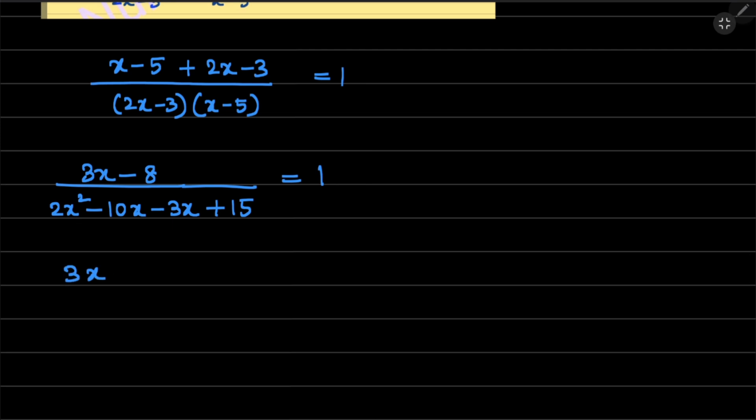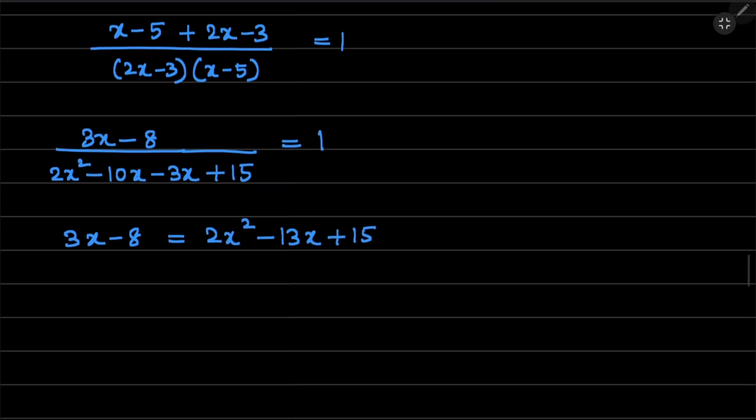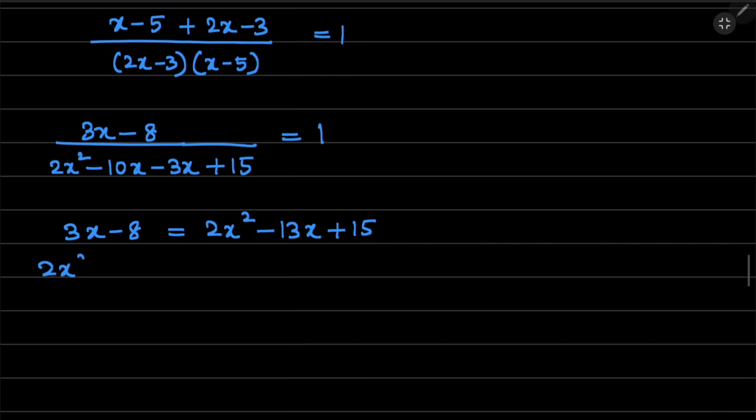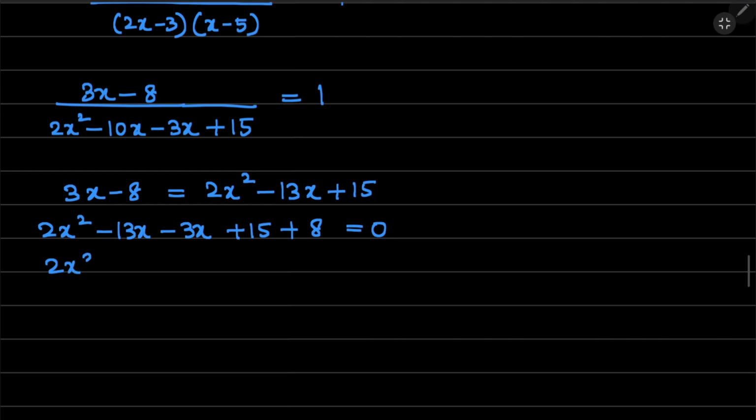So you have got 3x minus 8 is equal to 2x square minus 13x plus 15. Okay. Take all terms to one side. So you have 2x square minus 13x minus 3x plus 15 plus 8 equal to 0. So 2x square minus 16x plus 15 plus 8, 15, 16, 17, 18, 19, 20, 21, 22, 23. 23 equal to 0. Right? Now this is your required quadratic equation.